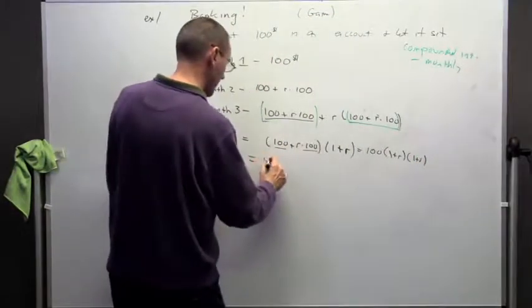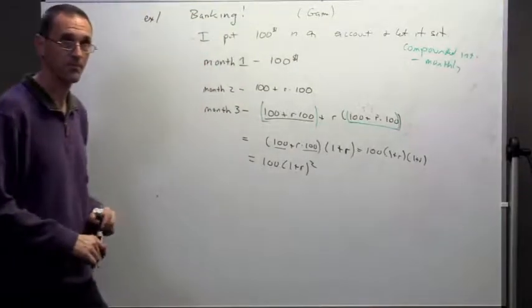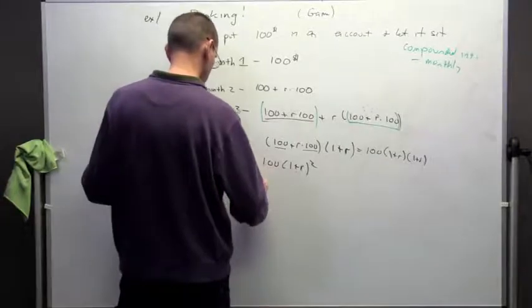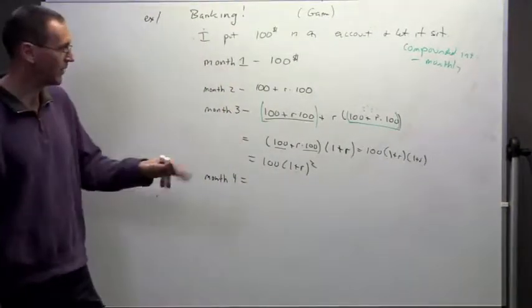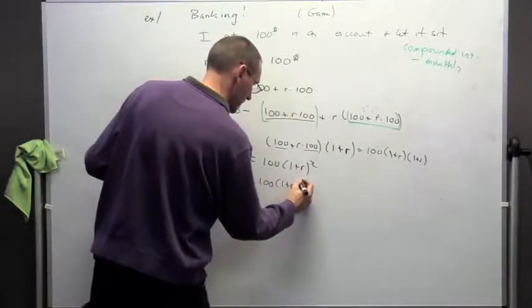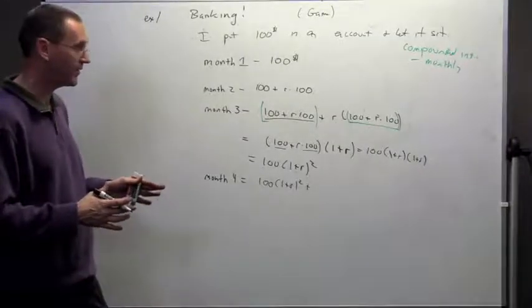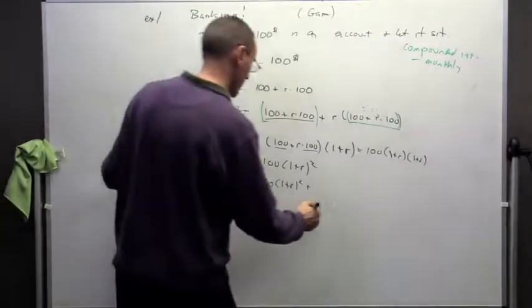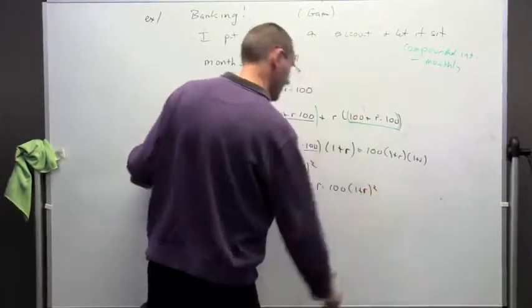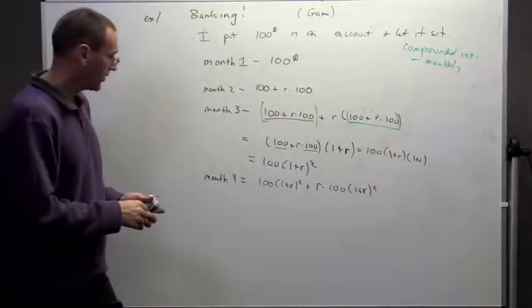What do I have? I've got 100 times (1 plus R) quantity squared. All right, so what happens now? At the end of the third month, the banker takes my previous balance, lets it sit there. Then, what's he going to do? He's going to take that amount and give me some interest on that. We'll call it R. So whatever was there, he just gives me R times that. Okay, what do I have?